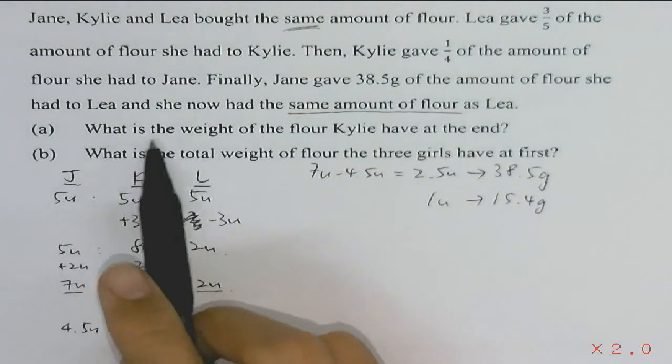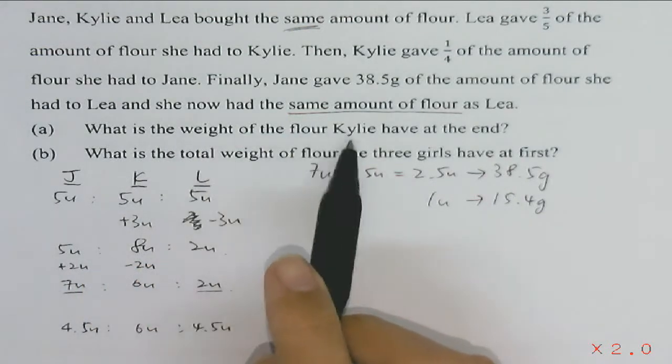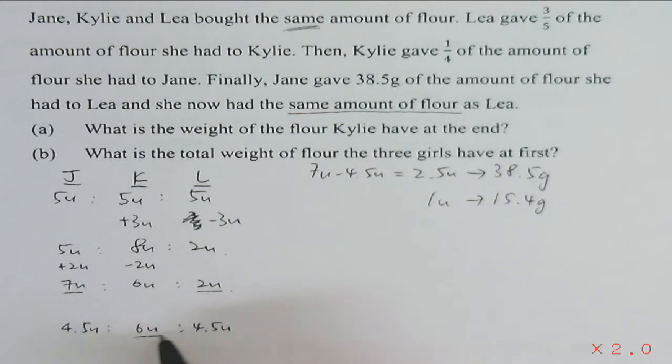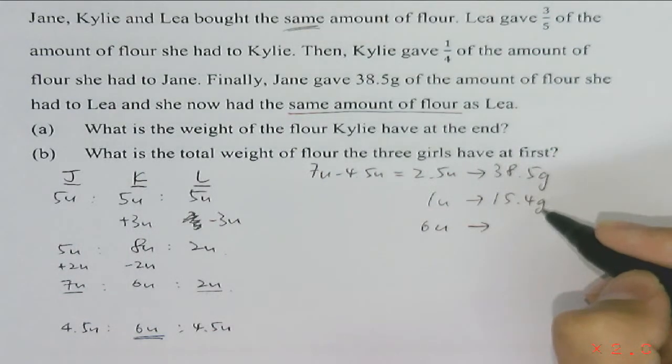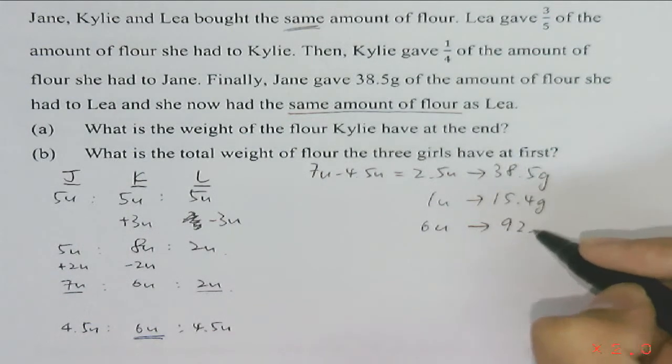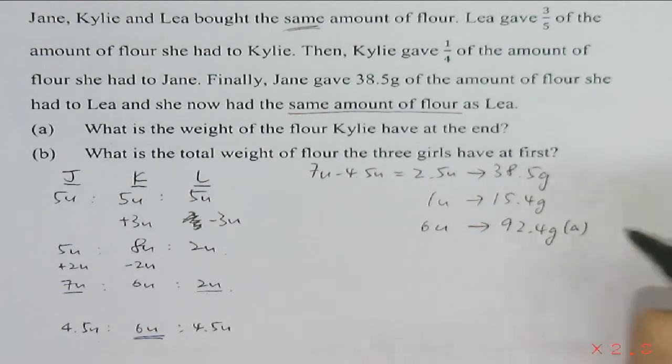So part A asks for what is the weight of the flour Kylie has at the end. Kylie had 6 units, so we'll take 15.4 multiplied by 6. That will give us 92.4 grams for part A.